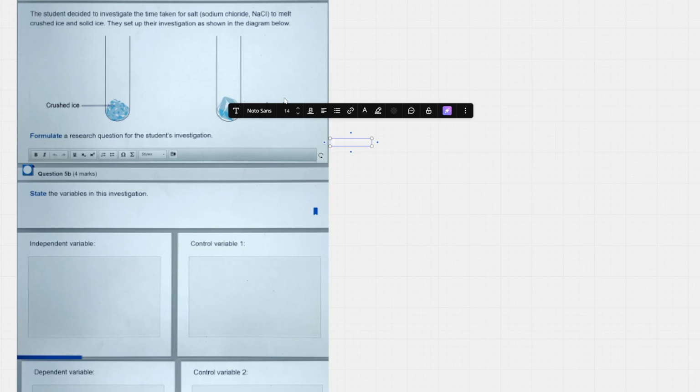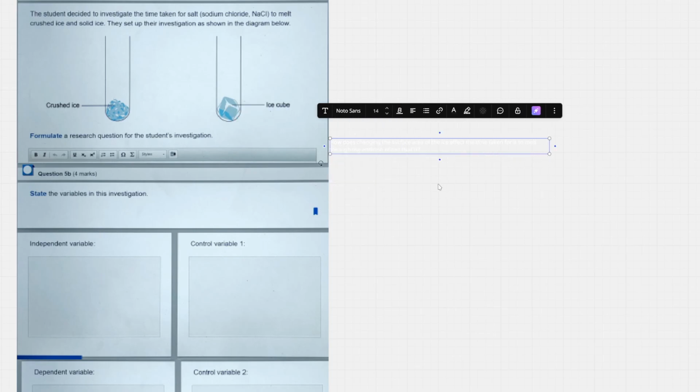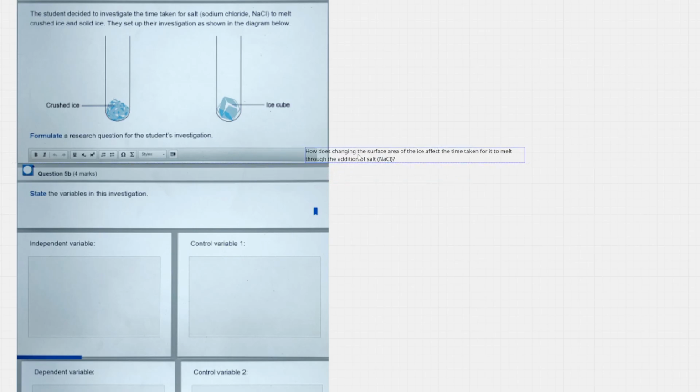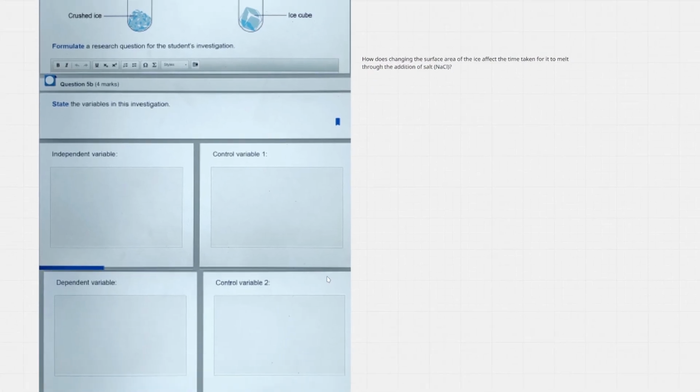So we can write: how does surface area of the ice affect the time taken for it to melt through the addition of salt? And that would give you your first mark.